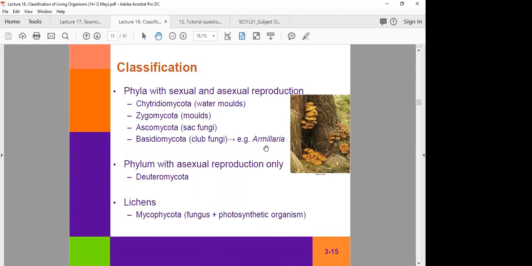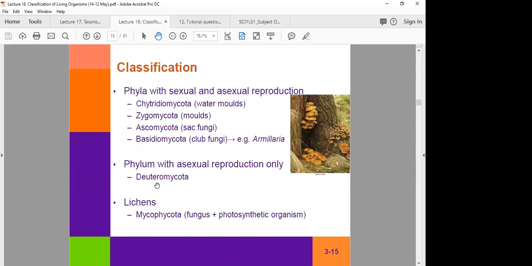And the club fungus, called Armillaria, is pictured here, growing out of the trunk of this rotting tree. And what we see here, these are just the fruiting bodies of the fungus. Most of the fungus is actually found within the actual tree itself, within the trunk.